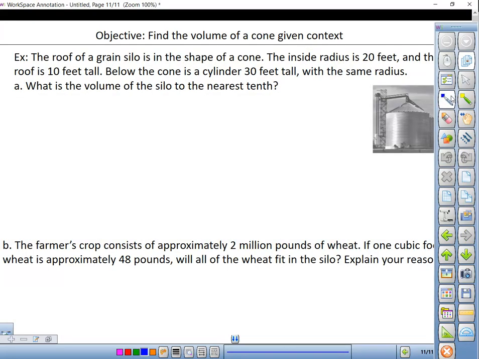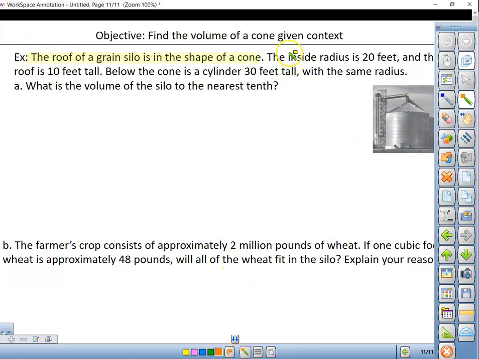Alright, so let's take a look at this first part here. This one is going to be about a composite figure situation that involves a cone. So here we have the roof of a grain silo is in the shape of a cone. Grain silo, if you're not familiar with that term, here's an example of one. It's a very large structure that holds different types of grain like wheat, rice, all kinds of stuff. So the roof is in the shape of a cone.